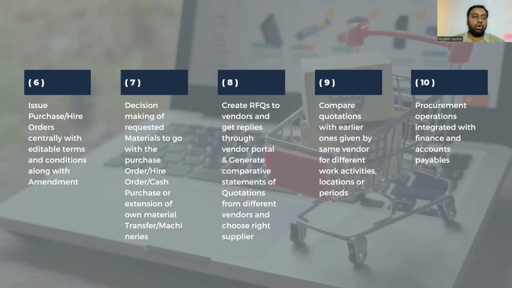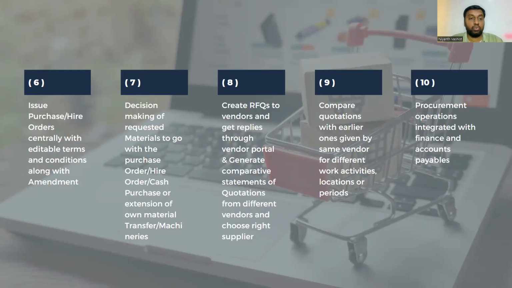Right? The next step will go to decision making of requested materials to go with the purchase orders, either in terms of purchase order, hire order, which is basically work order, cash purchase, or extension of own material transfer and machinery. So decision making of requested materials to go with the purchase order means who gets to decide when to give the purchase order. That is something that will happen at the site level itself.